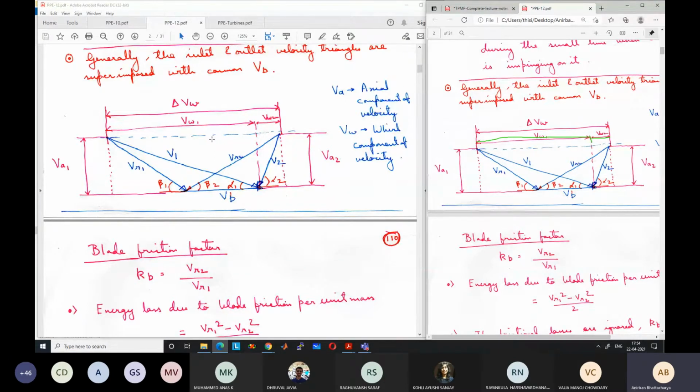So at this point, just bear in mind that if there is no friction and if beta 1 is equal to beta 2, VA1 is equal to VA2.